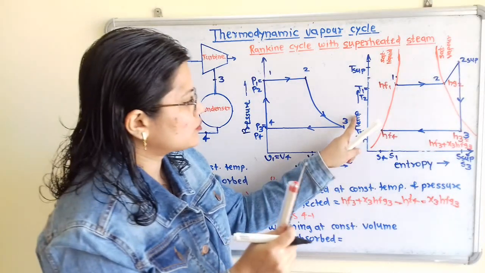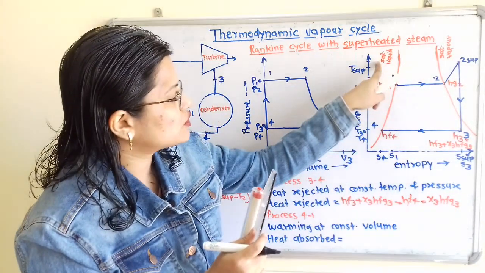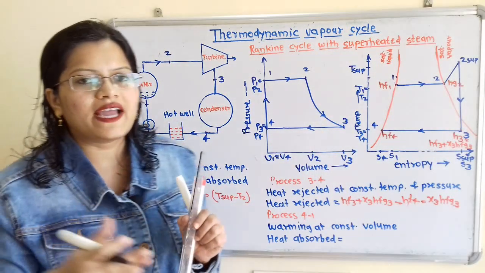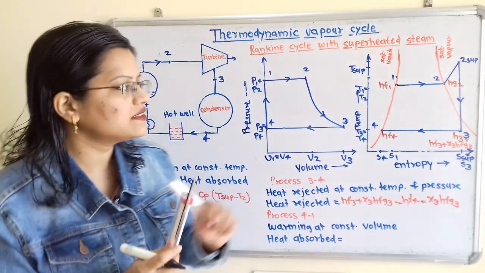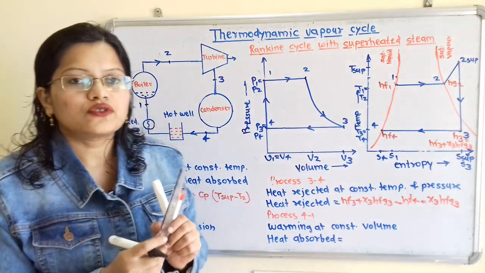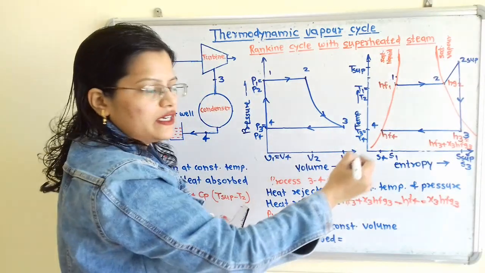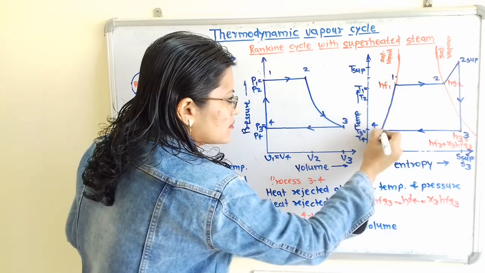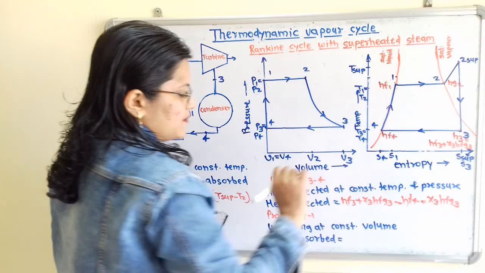Now how to show this process on the temperature entropy diagram? At point 4, saturated liquid phase or saturated water is there. So when we add the heat, this addition of heat is sensible heat, that is, the phase of the working substance remains constant. So we have to show process 4 to 1 along this saturated liquid line. So I will complete this. So here is S4 and here is S1.